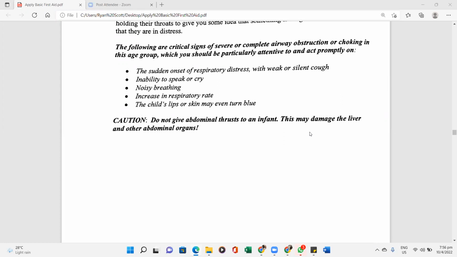Do not give abdominal thrusts to an infant. This may damage the liver and other abdominal organs. They don't squeeze the belly. You don't push the belly and pump the belly to see if it will come out. That's not going to really help, okay? Scroll down.